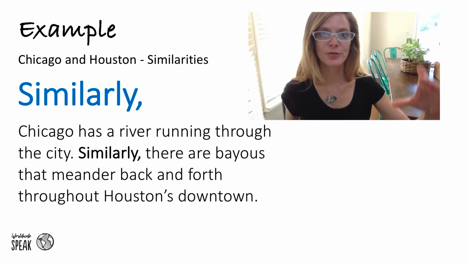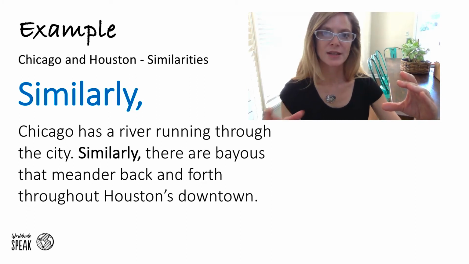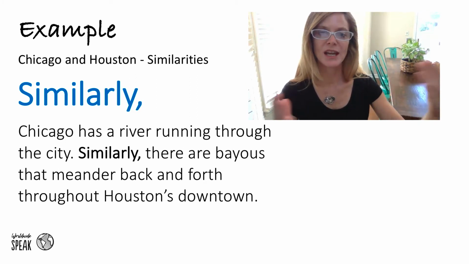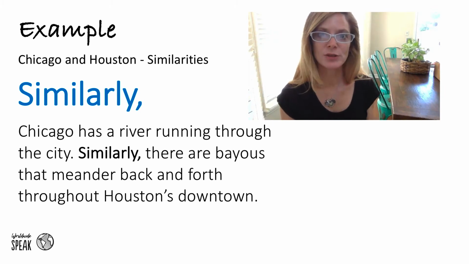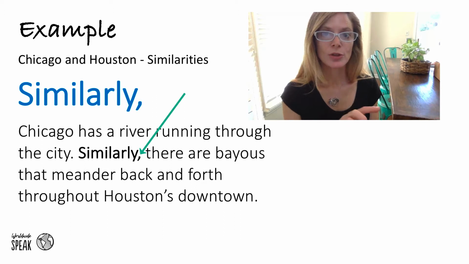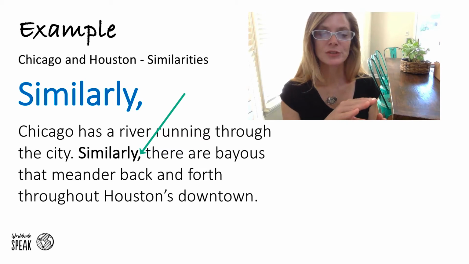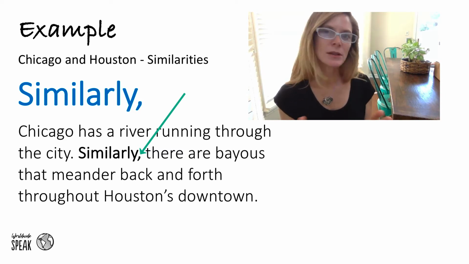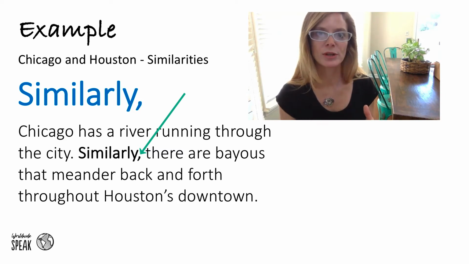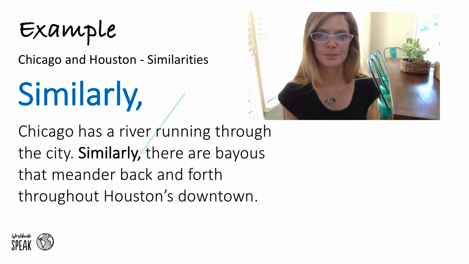Now, the first thing I talked about was Chicago. The second thing I talked about was Houston, and I showed that they were alike by using that transition word similarly. Note, there is a comma directly after the transition word similarly. So when you're writing it, similarly, comma, it's really important to remember the comma, or else it can be a little confusing for your reader when they're going through your paper.